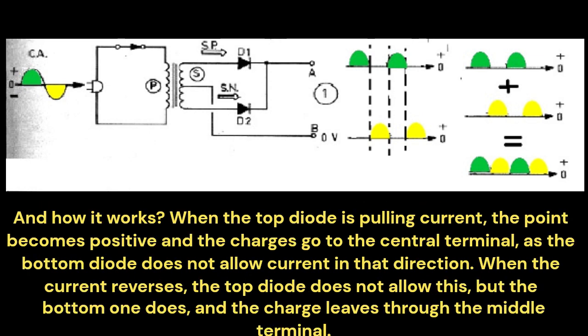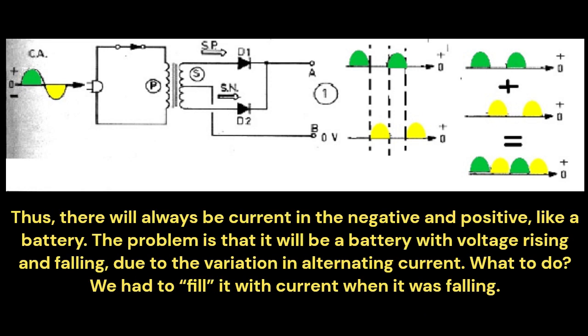And how it works. When the top diode is pulling current, the point becomes positive and the charges go to the central terminal, as the bottom diode does not allow current in that direction. When the current reverses, the top diode does not allow this, but the bottom one does, and the charge leaves through the middle terminal. Thus, there will always be current in the negative and positive like a battery.